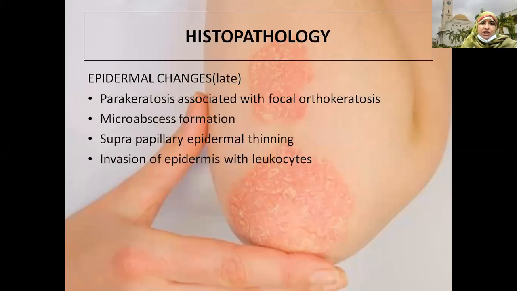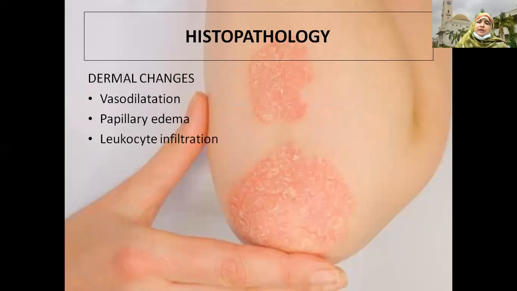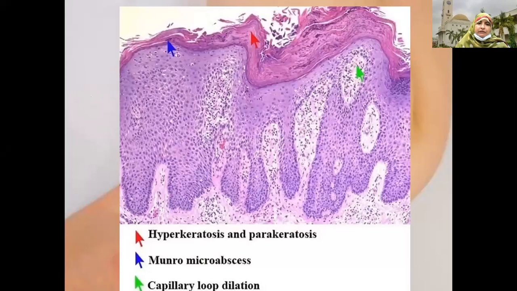Then there are late changes. Again, there is parakeratosis and small microabscesses form in the epidermis, and suprapapillary epidermal thinning and invasion of the epidermis with leukocytes. Leukocytes from the dermis invade even the epidermis. And what are the dermal changes? There is vasodilatation, elongated, tortuous, dilated vessels that go up to the top of these papillae, and there is papillary edema as well as leukocyte infiltration.